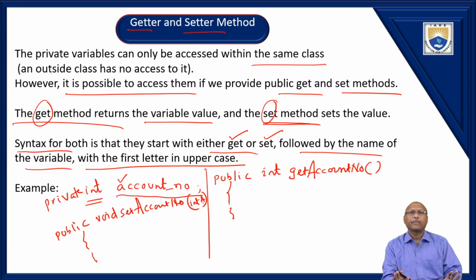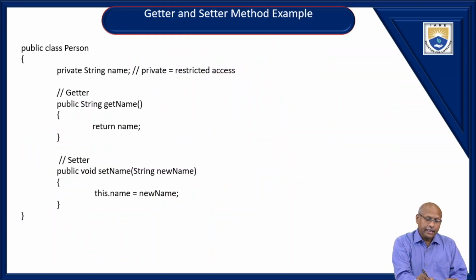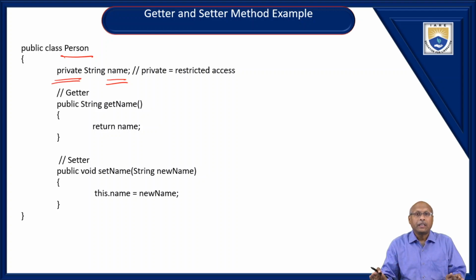So for every attribute, you should write a getter and setter method. Getter method to retrieve the value, setter method to set the value. I will show you a small example. See, there is a class called Person. The Person has one attribute called name, but the name is private. That means I want to keep it secure. This name should not be known to others directly, so keeping the name in the private part is allowed.